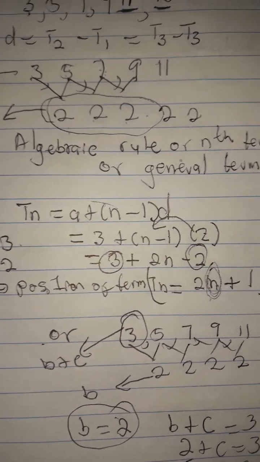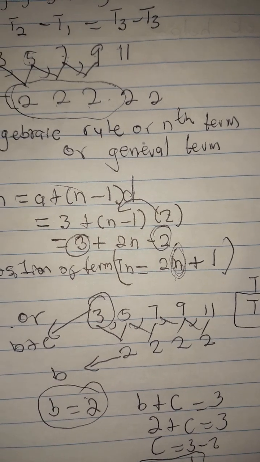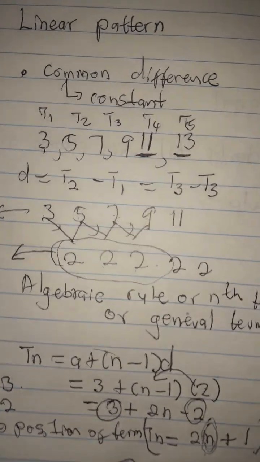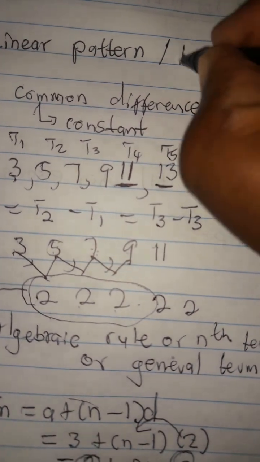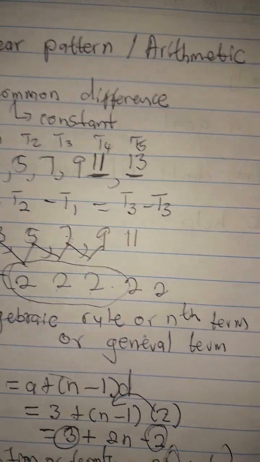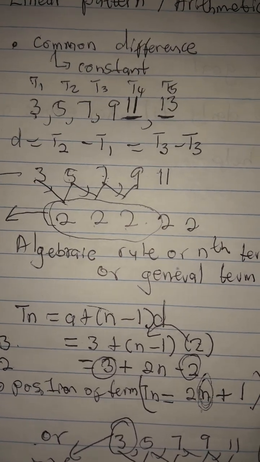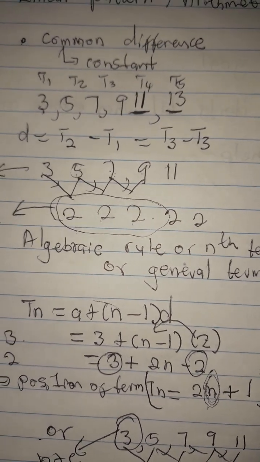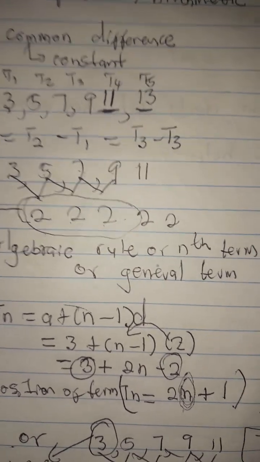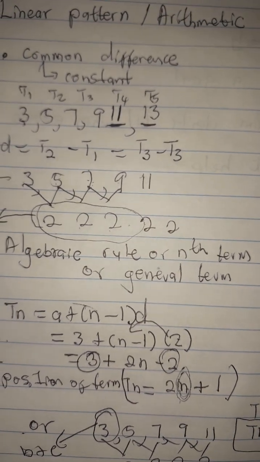So I hope, guys, you have learned something from this pattern, which is a linear pattern. Sometimes it's called an arithmetic pattern or a linear pattern. How do we know that this pattern is linear? First, check the difference. If the difference is the same, or constant, or common, just know that it is a linear pattern or an arithmetic pattern.